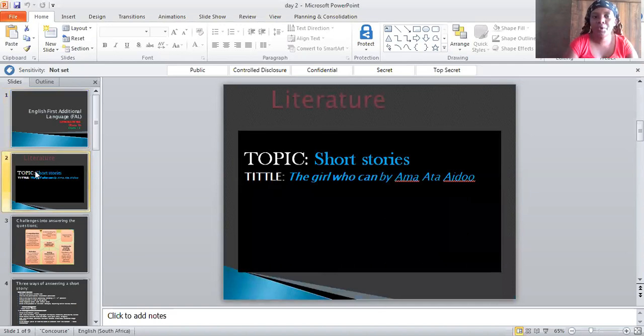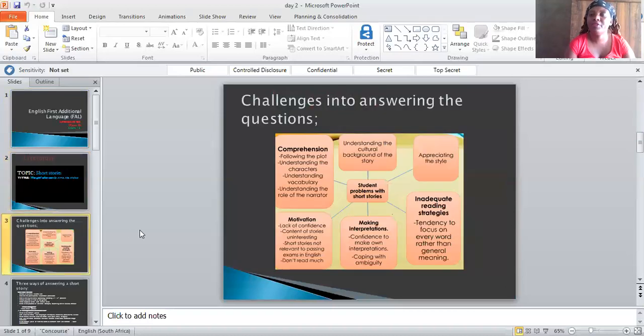Before we answer a short story, I want us to check the challenges that learners face most of the time when it comes to answering questions. Learners have problems with short stories when it comes to comprehension, following the plot, understanding the characters, understanding vocabulary, and understanding the role of the narrator. Learners fail to follow the plot. They fail to understand the character because they lack background knowledge of the short story, and the cultural background of the short story.